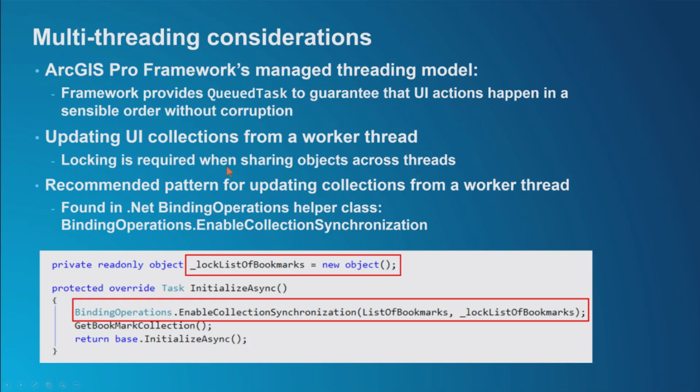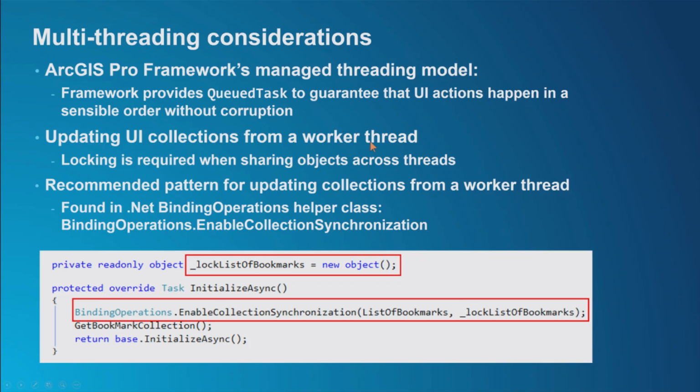Okay, there's a few multi-threading considerations now. If you program in a doc pane, in ArcGIS Pro Framework's managed threading model, the framework provides the QTask to guarantee that all UI actions happen in a sensible order without corruptions. And that's very important. Imagine you have to select items and then you have to render the selection. So there has to be a sensible order to that.